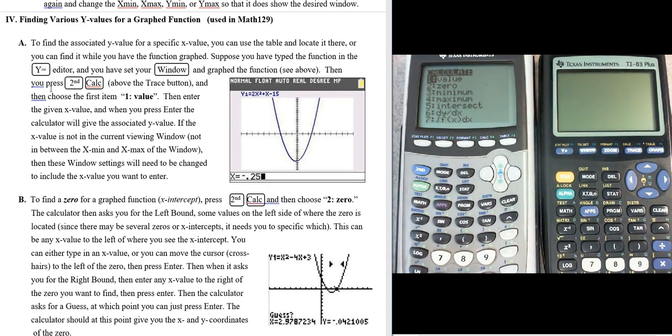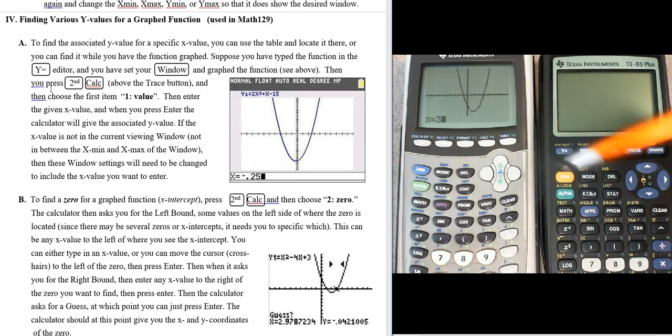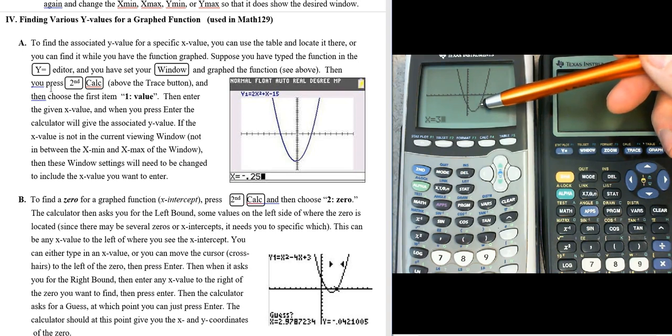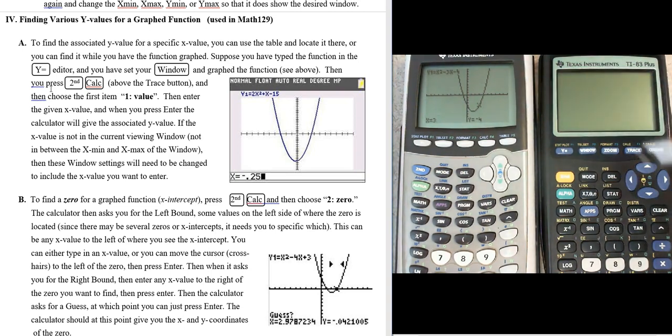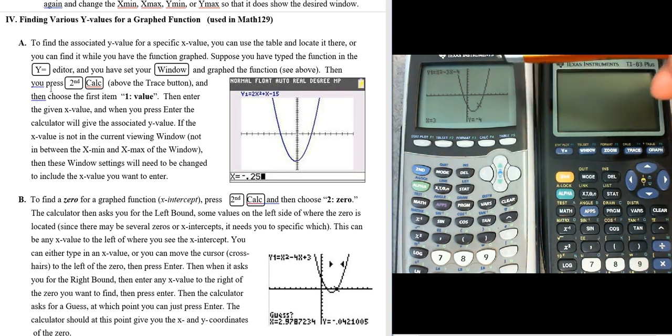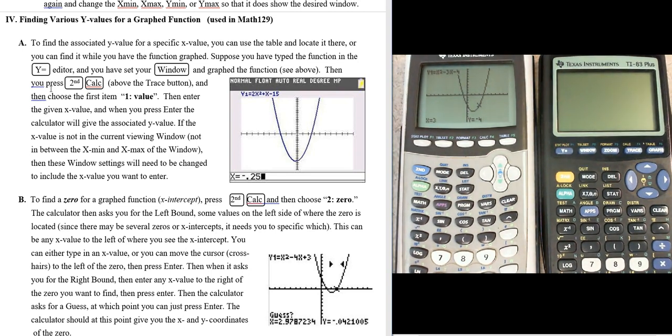Let's do that again. Second calc, value 3. All right, well, what do you predict would be your y value when x is 3? Well, it looks like it's going to be down here at negative something. Sure enough, 3, negative 4. Okay, so it'll tell you your y value for whatever x value you want to plug in.